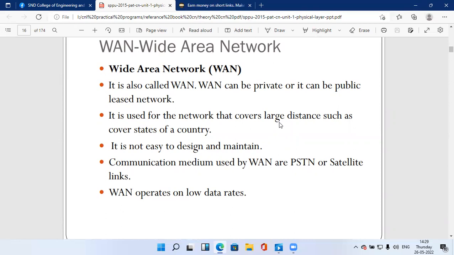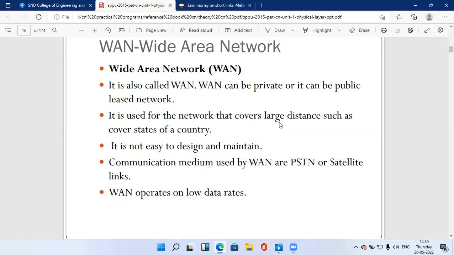So LAN network is small. After that, MAN network covers an entire city, and WAN network covers entire states or an entire country. There is a little bit of difference. The fourth point is that it is not easy to design and maintain. Maintenance of a wide area network is a little bit difficult, so expert persons are hired to find the difficulties or provide services for your wide area network.